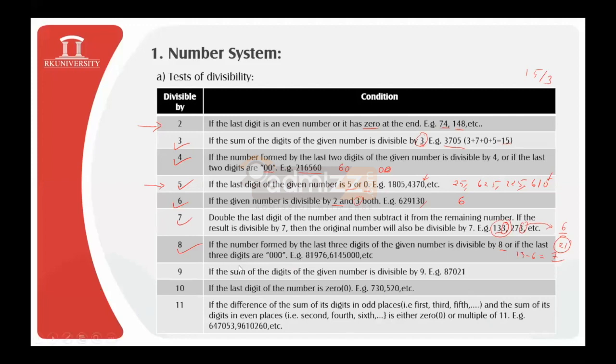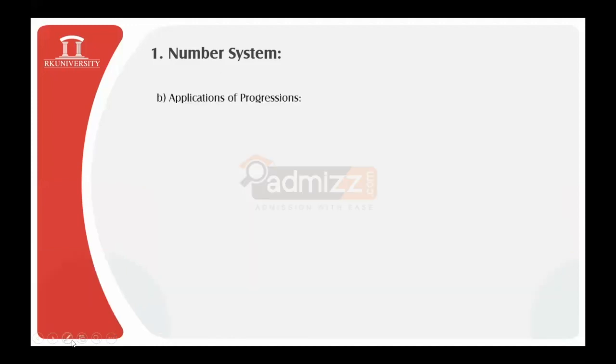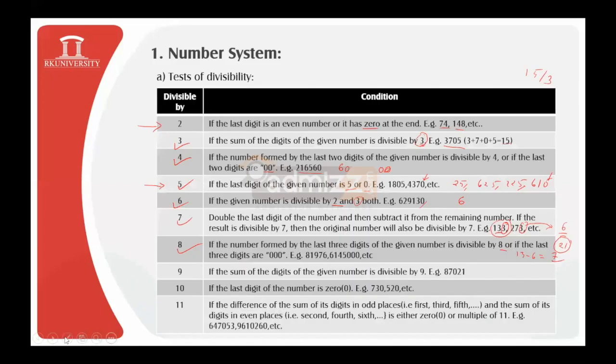Now for 8, the number formed by the last three digits of the given number is divisible by 8, or if the last three digits are 000, at that time you can divide the number by 8.